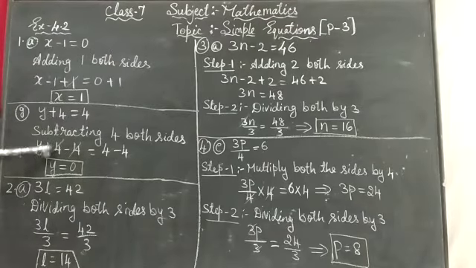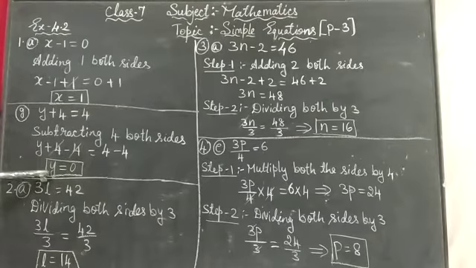So y plus 4 minus 4. LHS is also, RHS is also minus 4. This plus 4 and minus 4 is 0. Therefore what remains? y. 4 minus 4 is 0. What is the value of y? Here the value of y is 0. Okay, coming to the second main question.